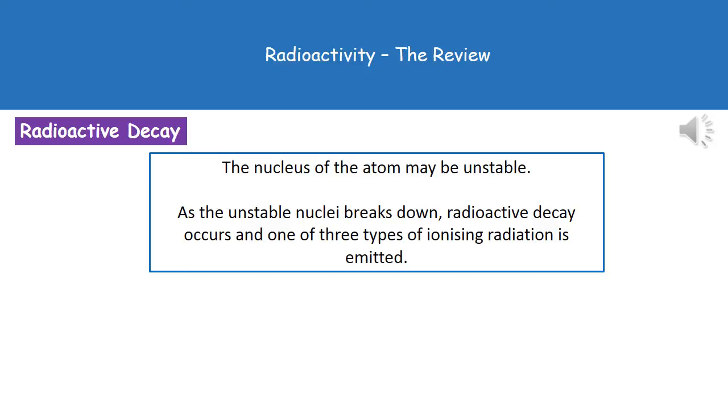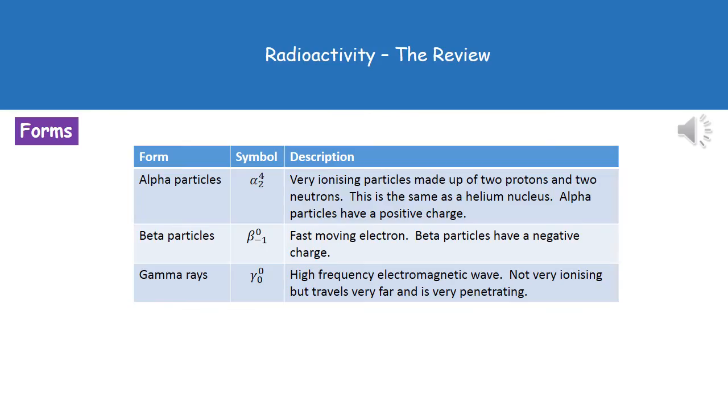What we may find is that the nucleus of our atom is actually unstable. Now, anytime we've got an unstable nuclei, it's going to break down and we get radioactive decay occurring. And what we then find is, as that radioactive decay occurs, we get one of three types of ionizing radiation being emitted or released. We have three types of ionizing radiation: alpha particles, beta particles, and gamma rays.